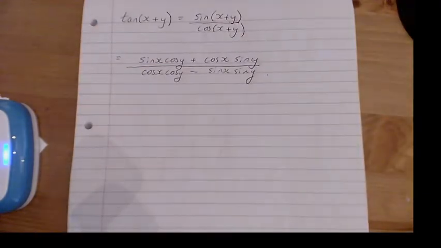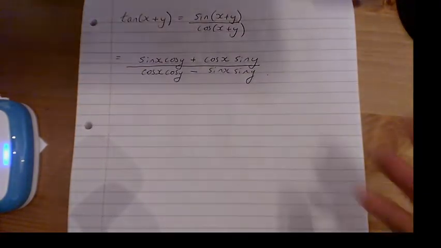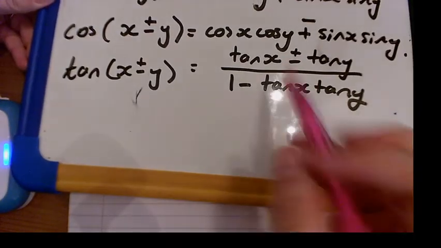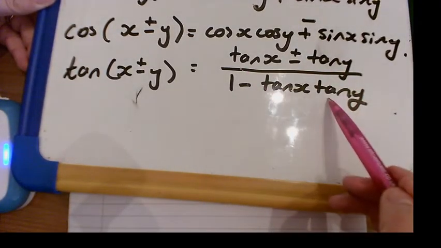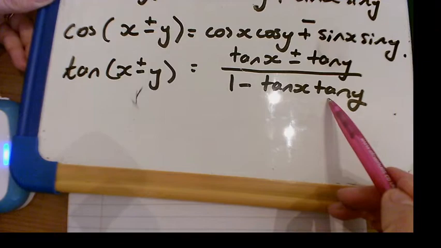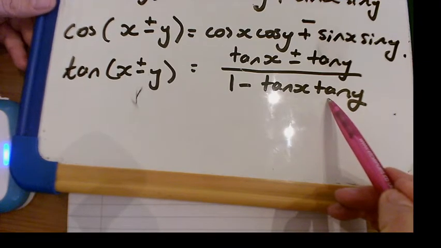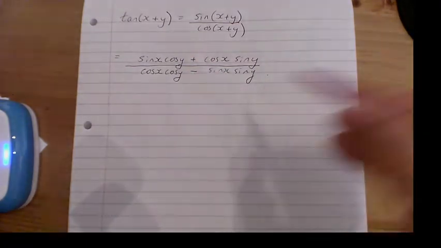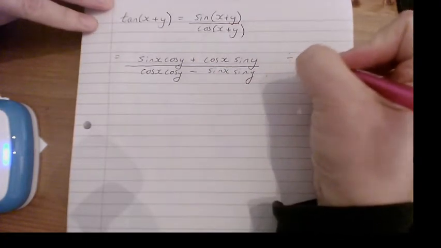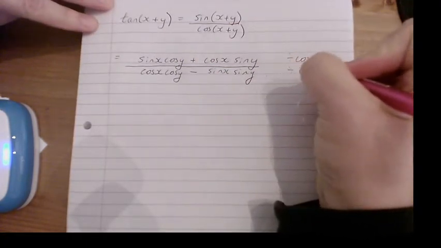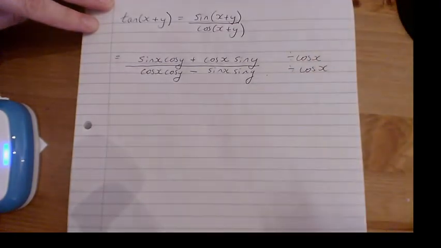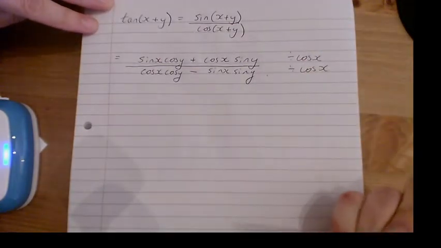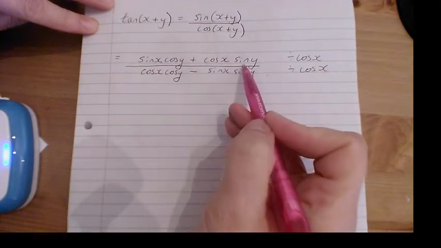Now, if you remember rightly, we need tans. How are we going to get tans? Well, we know that tan is sine over cos. So we are going to divide the top and the bottom by cos x. Now we're allowed to do this because we're actually just multiplying by 1 if we divide the top and the bottom by the same thing. Remember to do it to everything.